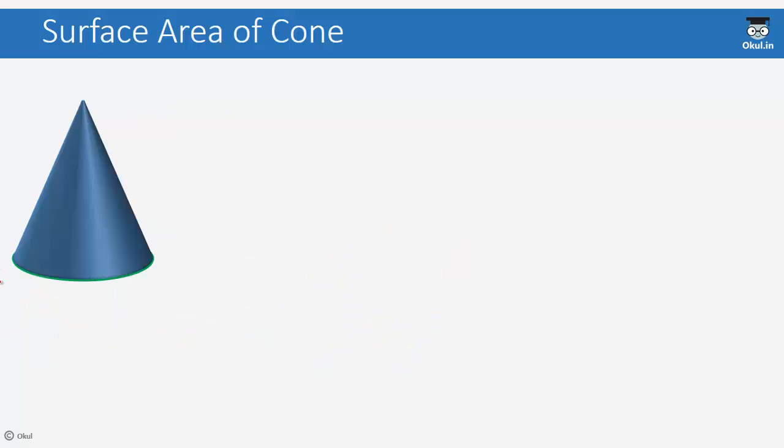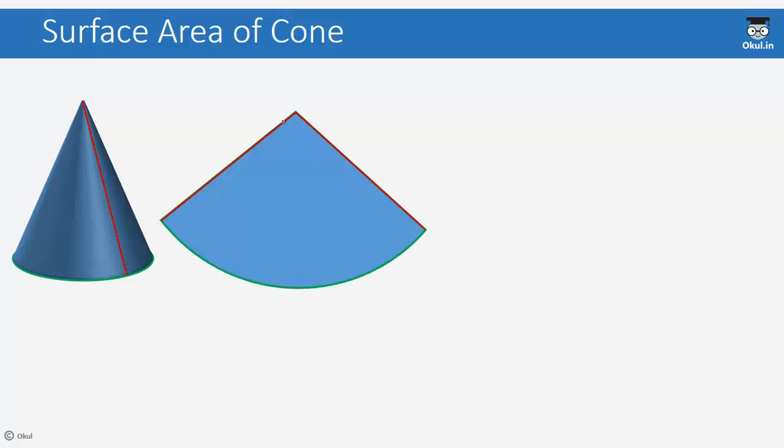So this is a 3D cone. It has a circular base and it has a slant height L, which is marked in red. In order to find the surface area, we'll be opening this cone. So this is what it looks like. The green part of the cone corresponds to the circumference of the circular base, and these red lines marked are the slant height of the cone. So this is L, and the arc length is equal to 2 pi r, that is the circumference of the circular base.